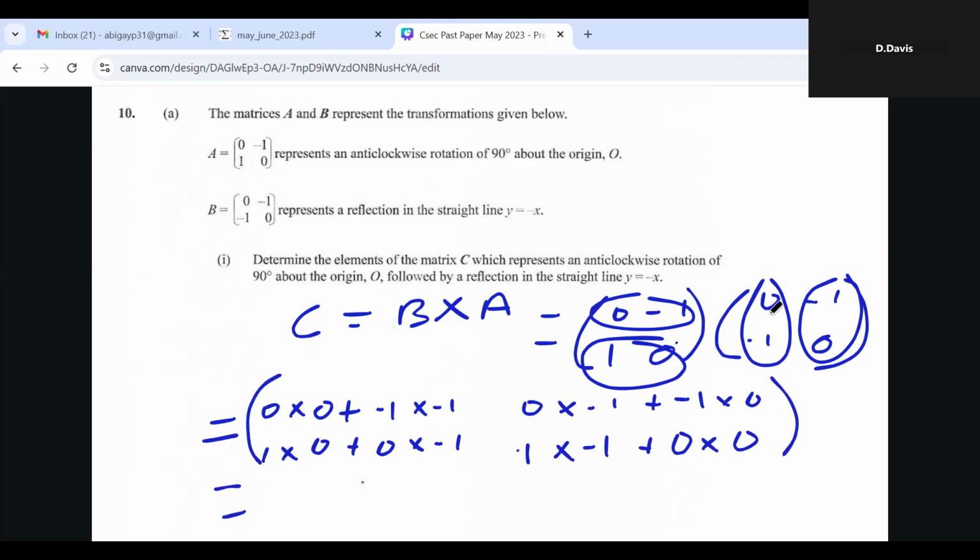So the first row would equal to 1. This one will equal to 0. 1 times 0 plus 0 times negative 1, 0. 1 times negative 1 plus 0 times 0, negative 1. And that's our answer right there.